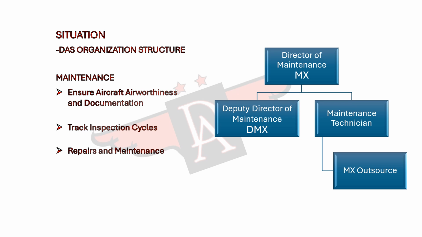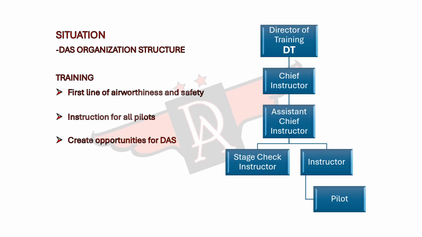Maintenance, we want the airplanes to work, obviously, but they're also responsible for not only repairs and maintenance, but they also ensure that aircraft are airworthy and that the documentation for that is complete. We actually have to have a maintenance inspection as part of our 141 certification. They also will track the inspection cycles, which is then posted, of course, in the schoolhouse, although that is maintained by the director of operations or their deputy.